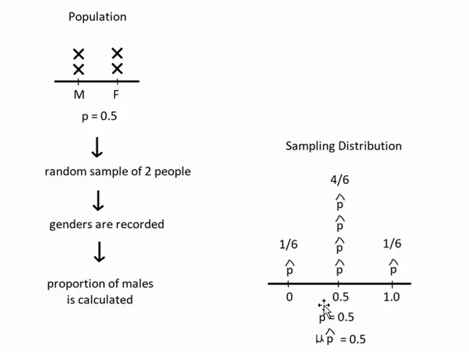Like I said, p is population proportion. This is just saying that the population is half male. Mu p hat is the mean of all of the p hats in the sampling distribution. If you add these 6 numbers and divide by 6, you'll find out that mu p hat is 0.5. So mu x bar is the mean of sample means. Mu p hat is the mean of the p hats, or the sample proportions.